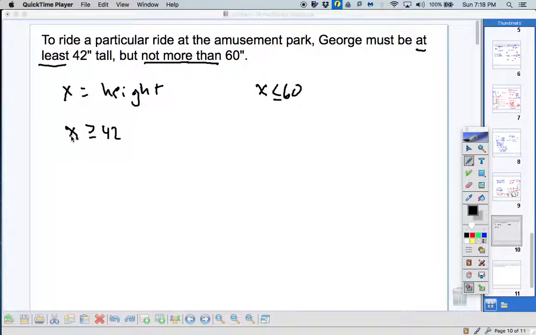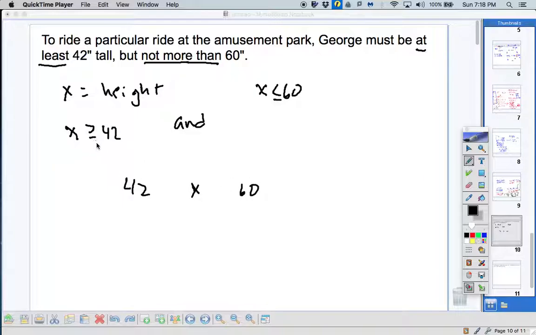Okay, so we're going to put these together. We know that x has to be greater than or equal to 42, and at the same time, x has to be less than or equal to 60. So we're going to write a compound inequality, removing this word and. So we put the smallest number on the left. We put the biggest number on the right. We put our variable in the middle. In this case, we're using x.